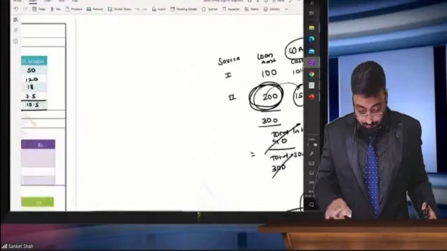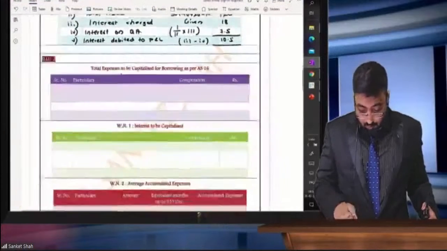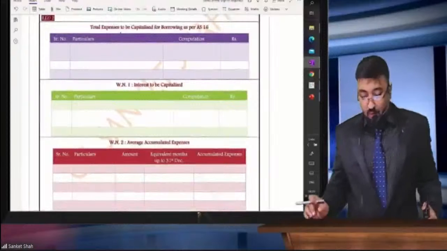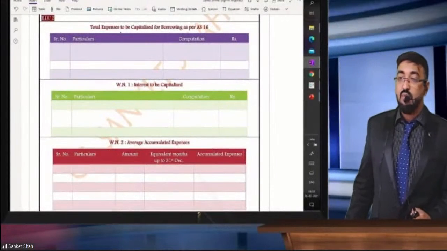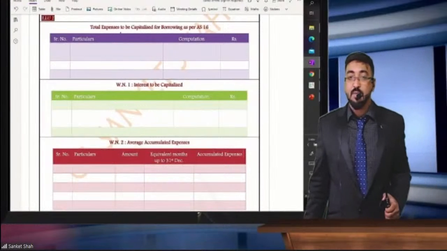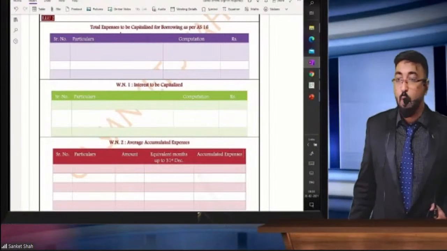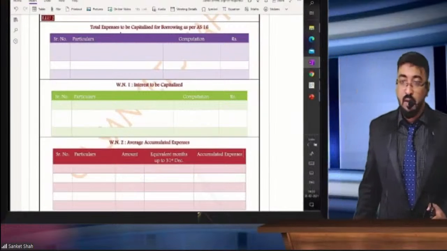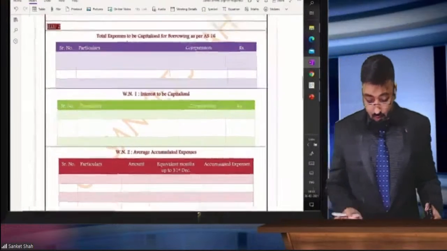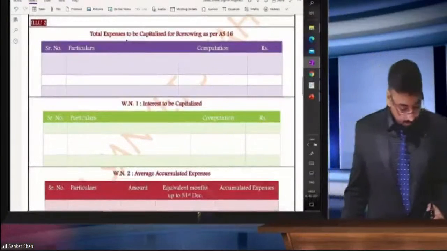Write down. First one, what is asking the question? Total expenses to be capitalized. So write down the answer. Total expenses to be capitalized for borrowing as per AS 16. So write down serial number, particulars, computation, rupees. Write down this.